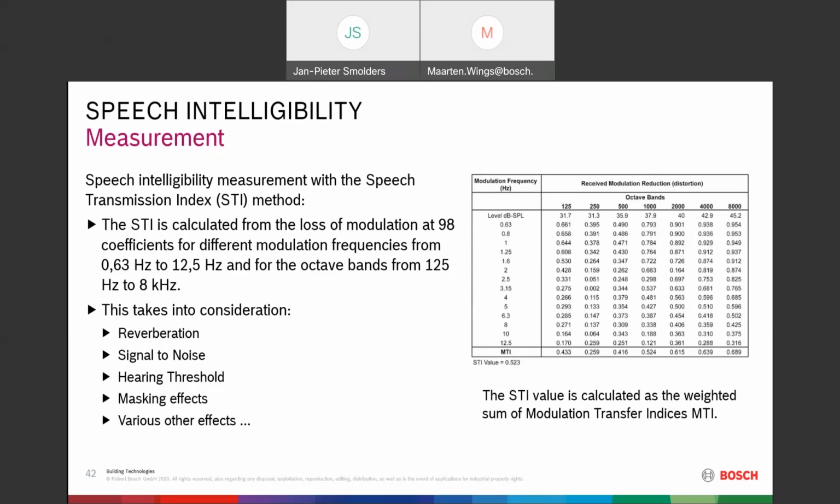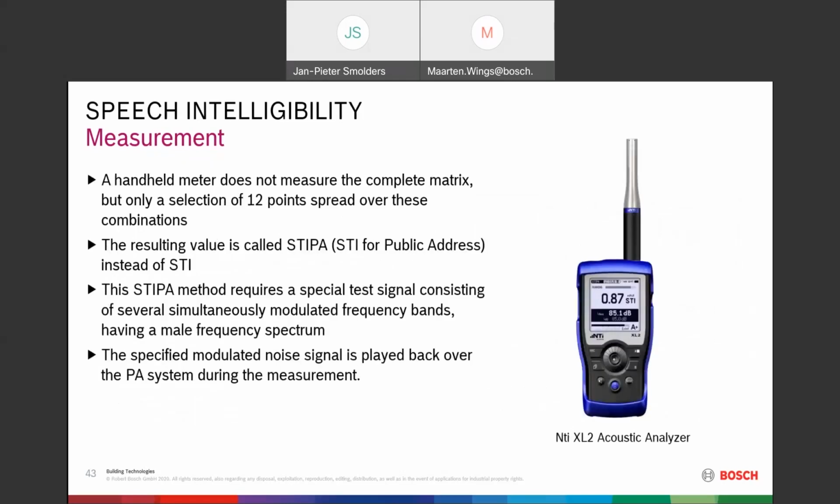Now this is a real measurement, so it will take all these things like reverberation, signal to noise, your hearing threshold, masking effects of frequencies. It will all take that into account. Now, what does this measurement device do? It will not take measurement of the full matrix of all these points, but it will take only 12 points spread over these measurements. And the result of that measurement is called STIPA, STI for public address, instead of full STI.